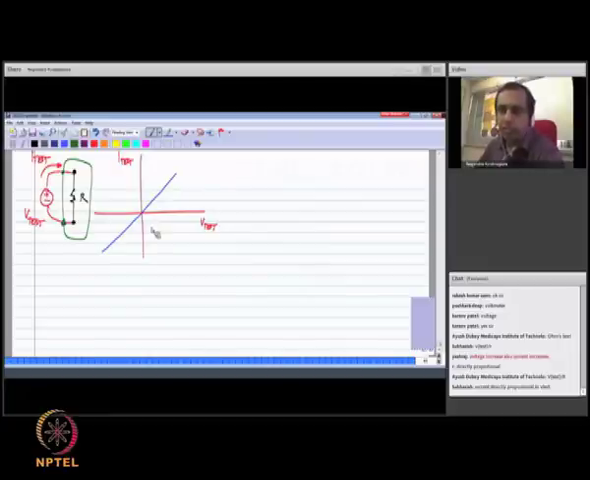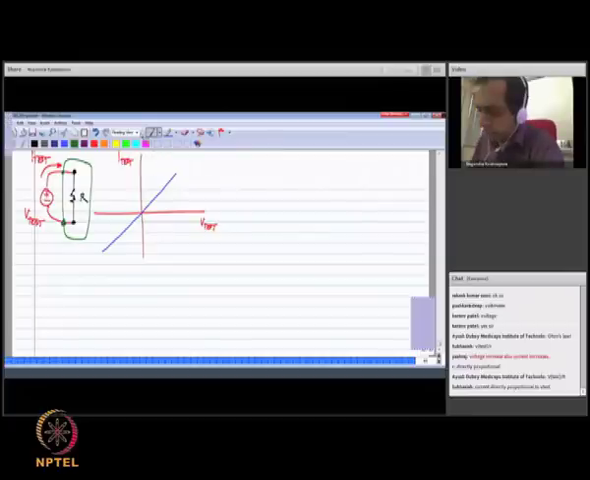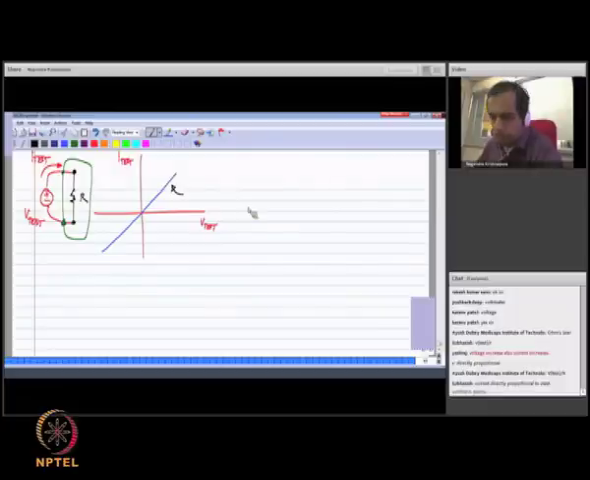In that, it follows Ohm's law. The current is proportional to voltage. And from this slope, I can also calculate what the value of the resistance is. What is the slope of this line? This is again a question for the participants. What is the slope of this line?